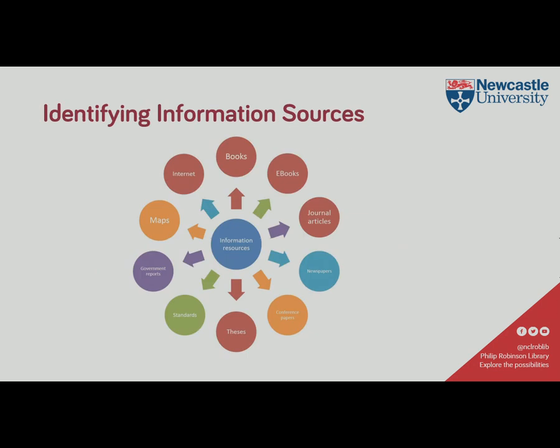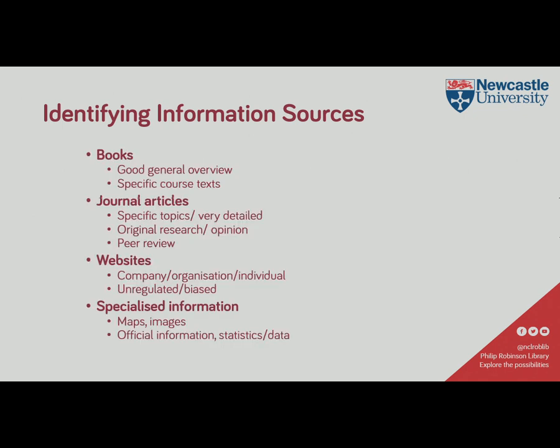What the video didn't touch on very much is identifying information sources. We mentioned briefly at the beginning that there are lots of different information sources out there. They may or may not be applicable or useful to your research, and only you will be able to decide that. So there's a range of sources up there, from books to journal articles, conference proceedings, theses, maps, and government reports, and you need to think through the benefits of using these different sources and whether they're applicable or not.